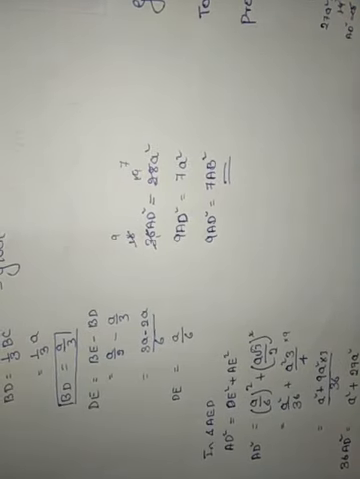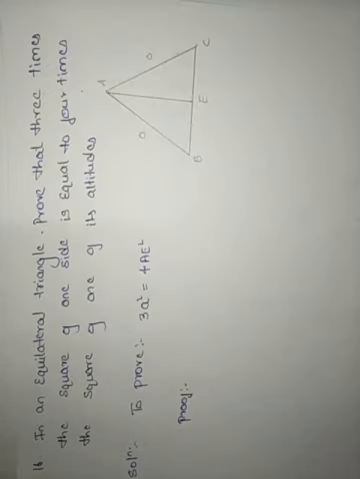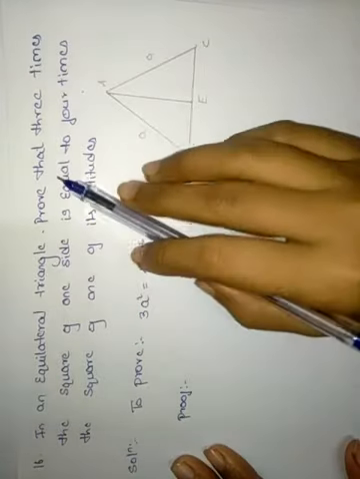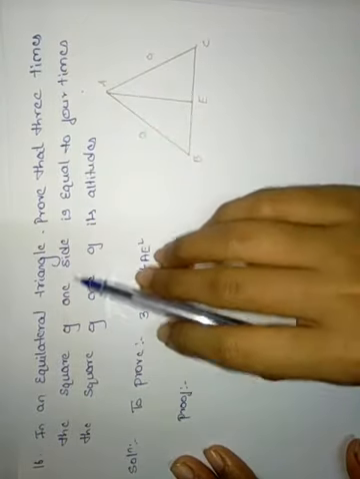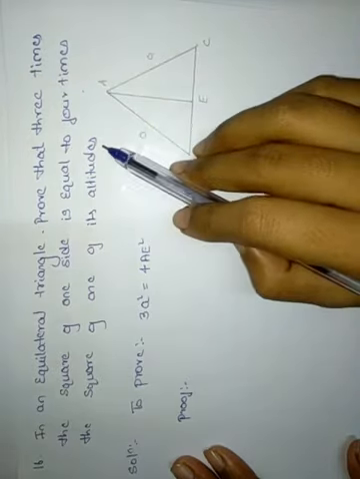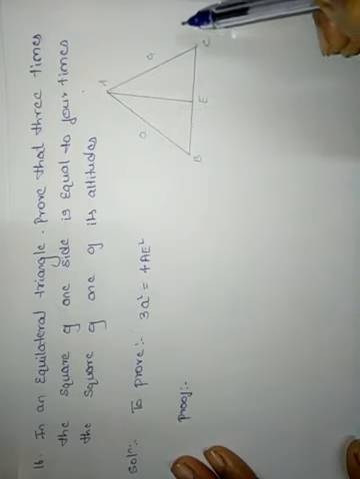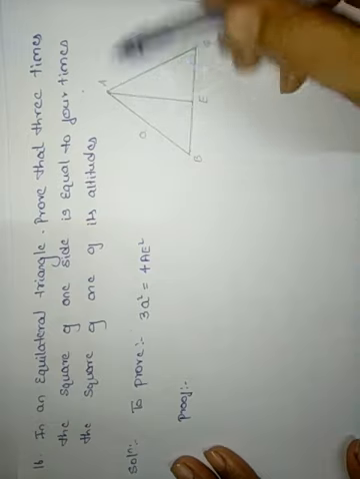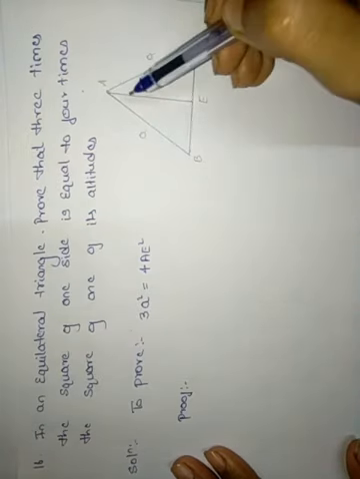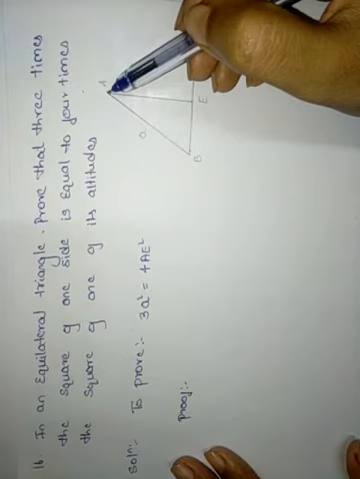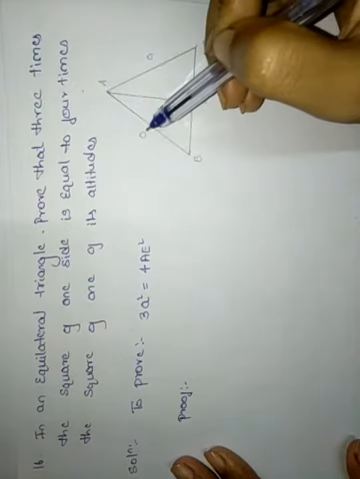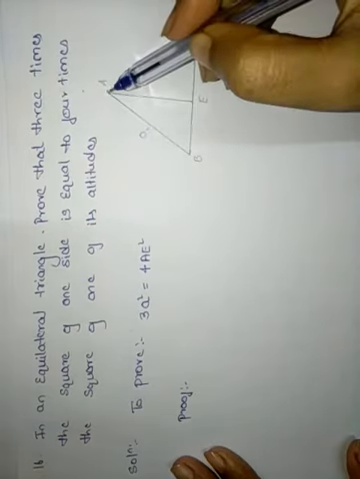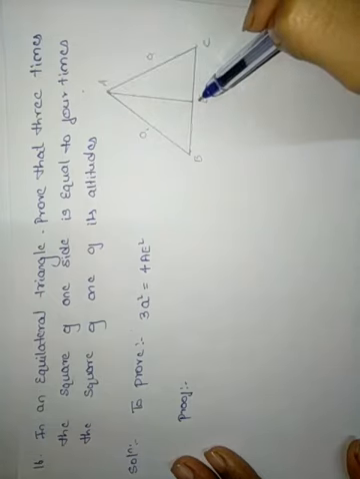Next we'll move to the 16th question. In an equilateral triangle, prove that 3 times the square of one side is equal to 4 times the square of one of its altitudes. Here they have given an equilateral triangle, right? In an equilateral triangle all sides will be equal, but here we need to show that the square of its side times 3 equals 4 times the square of its altitude, right?